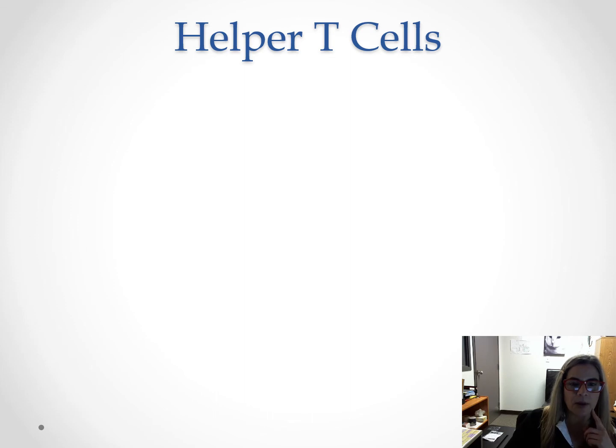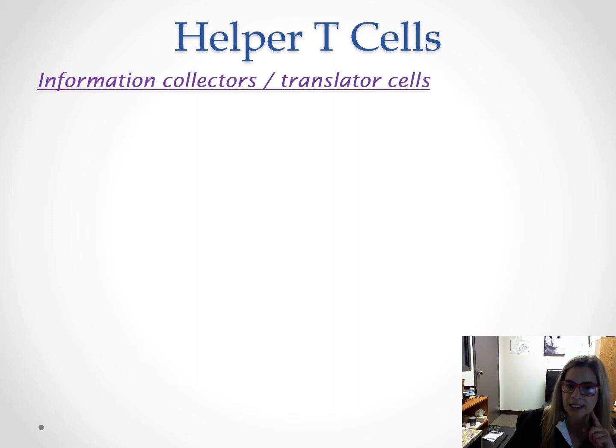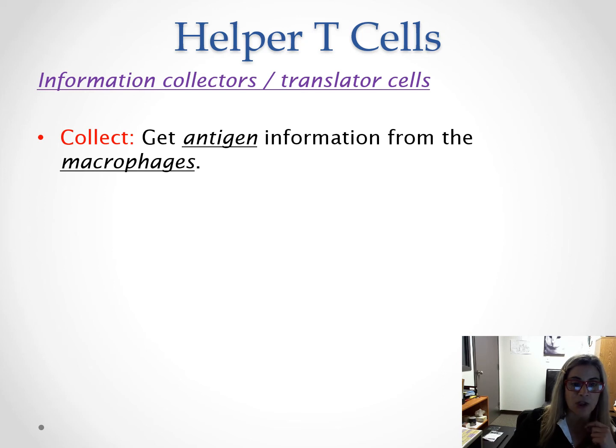So when we talk about T cells, we're going to talk about the helper T cells first. Remember, there are several different categories of B cells and T cells. If we were going to define what our helper T cells do, our helper T cells are the information collectors and/or the translator cells. So what do they do? They collect.